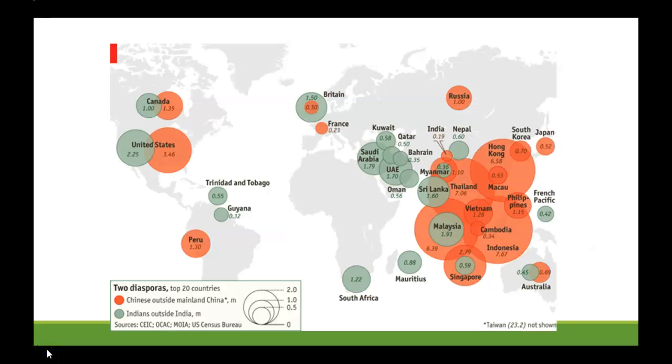This is another example of a proportional symbol map. This map shows the diaspora of Chinese migrants and Indian migrants. So if you survey the rest of the world, you will see the number of migrants in those places. And the larger the circle would mean the larger number of migrants from that country.